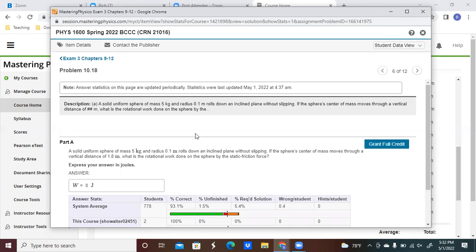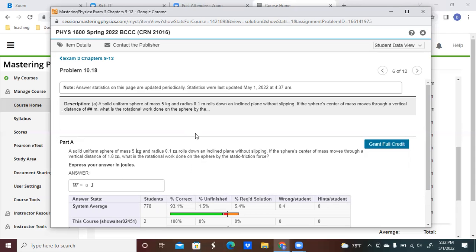This is the one I'm just going to solve. We have a solid uniform sphere of mass 5 kilograms and radius of 0.1 meters, and it rolls down an inclined plane without slipping. If the sphere's center of mass moves through a vertical distance of 1.8, what is the rotational work done on the sphere with a static friction force? Okay, this question is somewhat tricky.